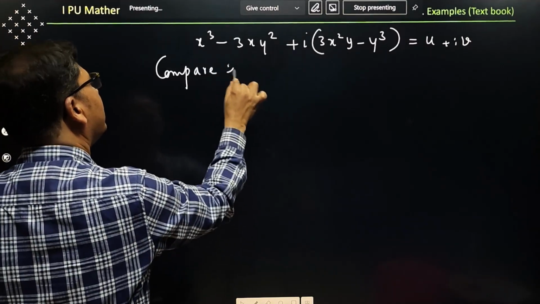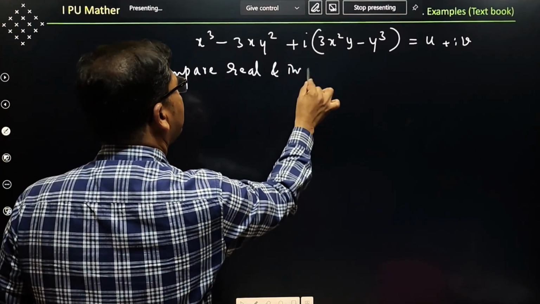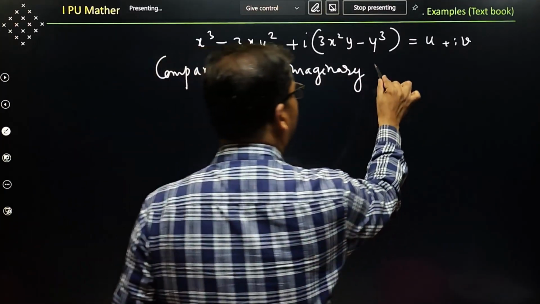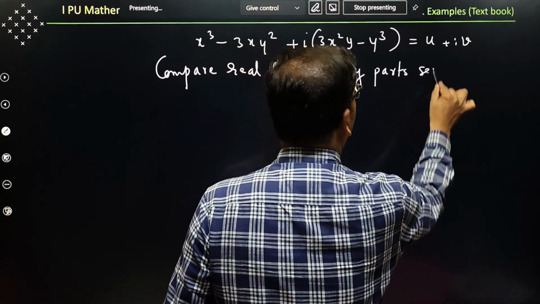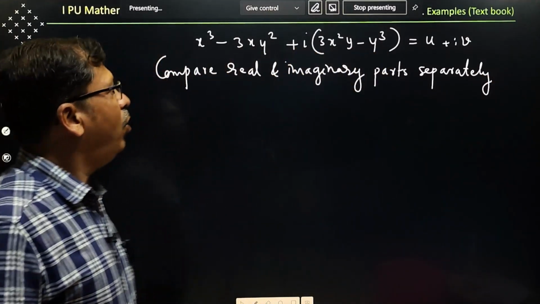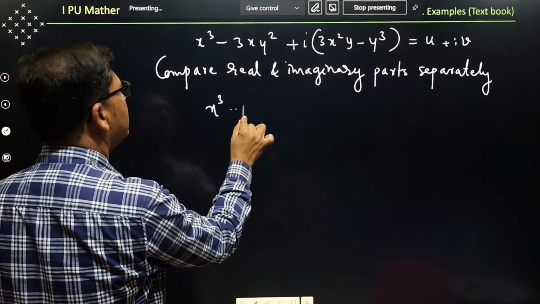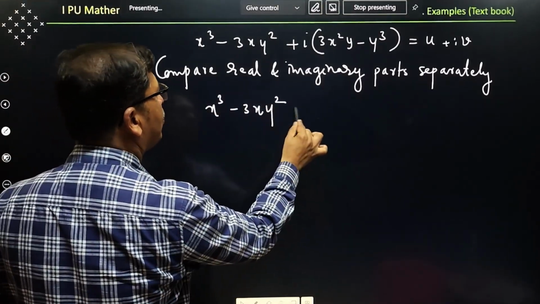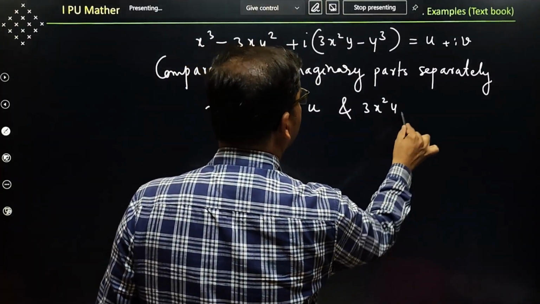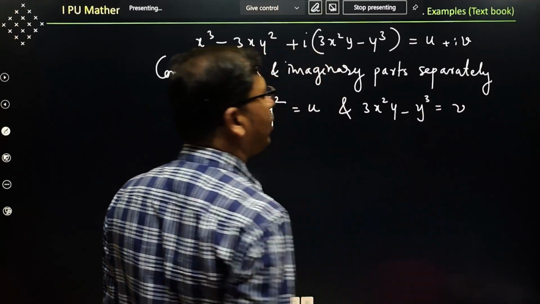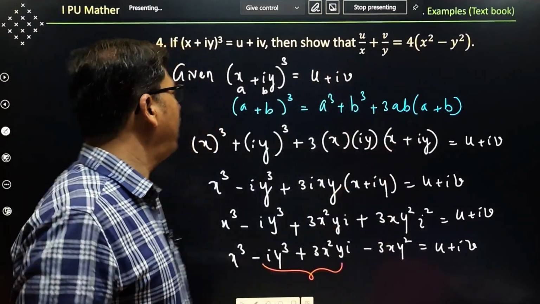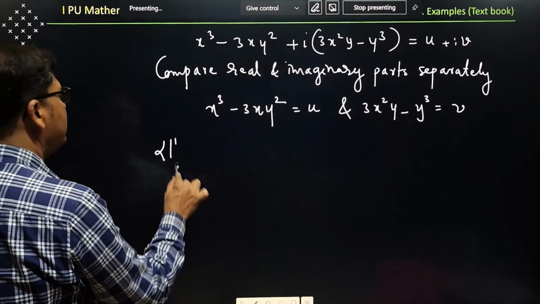Right side, whatever is there, let it come as it is, equal to u plus iv, equal to u plus iv. Okay, you need to compare real and imaginary parts. Compare real and imaginary parts separately. On comparison, what happens? x³ minus 3xy² is equal to u. Okay, and 3x² minus y³ is equal to v. u and v values I got.